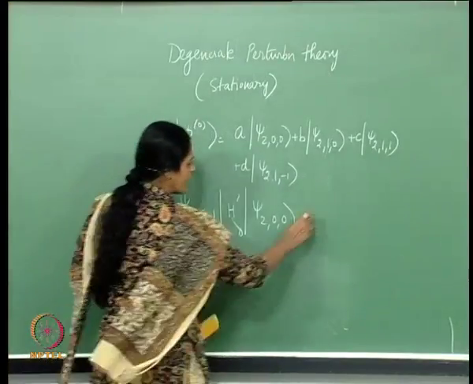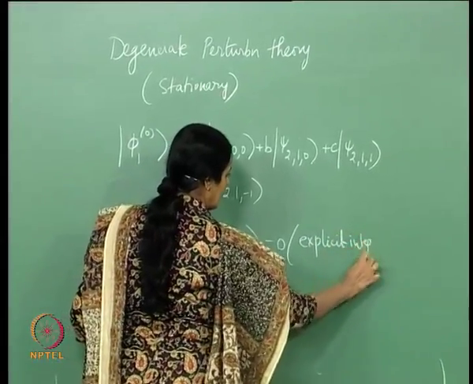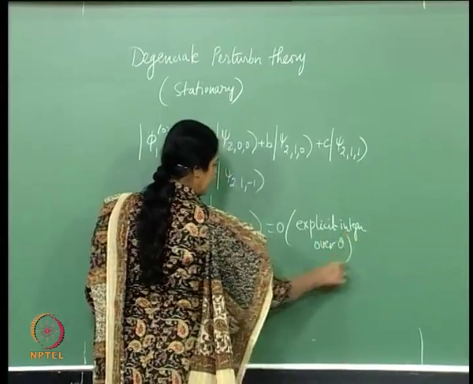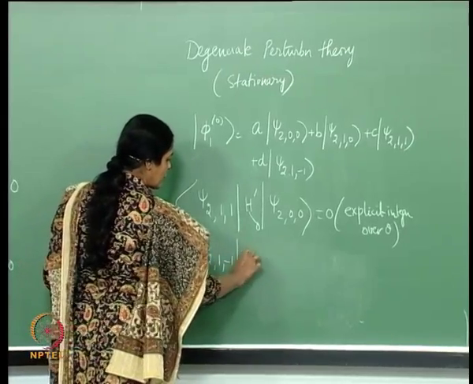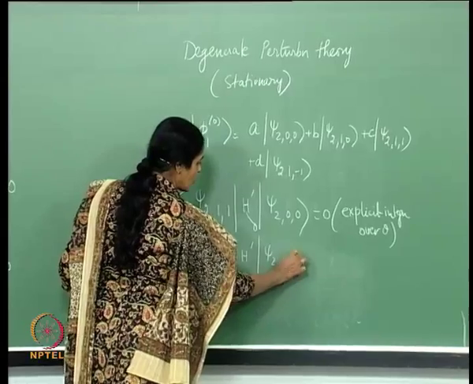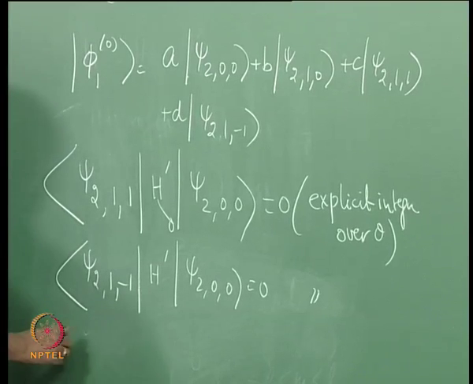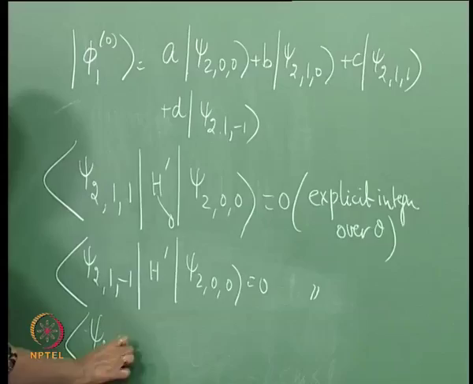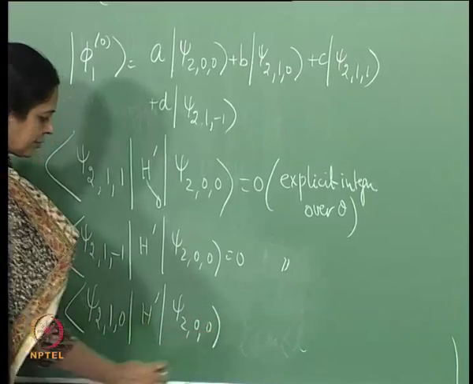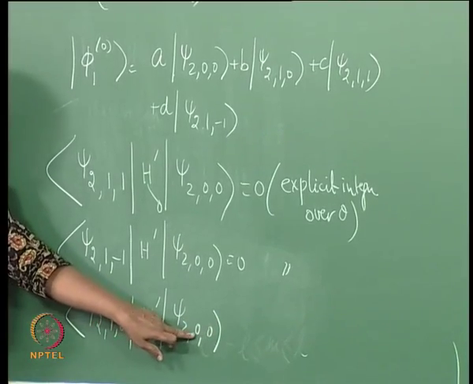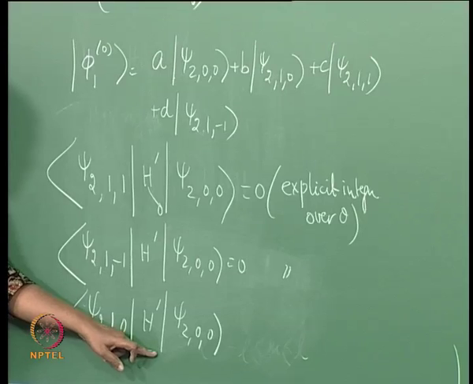Similarly, this is by explicit calculation, integration over θ. Similarly, if you look at ψ21-1 H' ψ200, that is also 0, explicit integration. Now if you look at ψ210 H' ψ200, parity is conserved, because this has even parity, that has odd parity, the combination has odd parity, and this has odd parity.